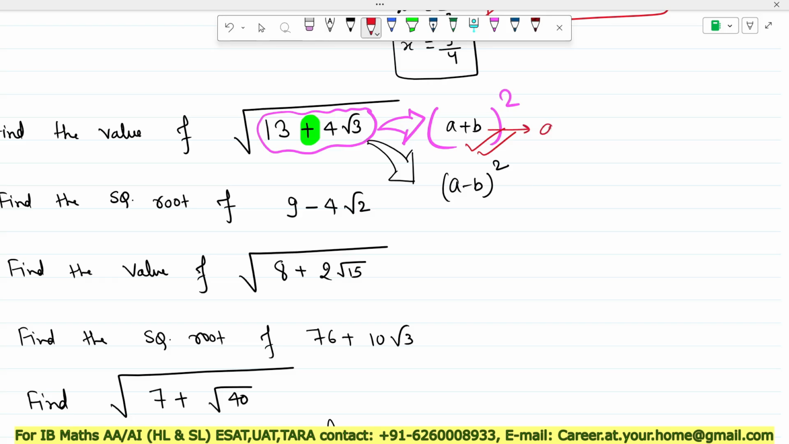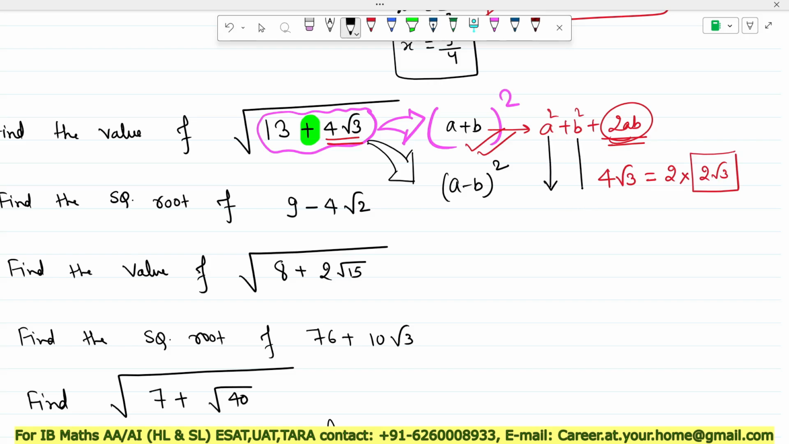The expansion of this is a square plus b square plus 2ab. So this irrational term should be equated with the 2ab. Please see, 4 root 3 you have to write in the form of 2 times something. First of all you write 2, and if you remove this 2, you will have 2 root 3. Now you have to try yourself, hit and try. Can we take a as 2 root 3 and b as 1? Is it possible to get 13? 4 root 3 we have already adjusted with the 2ab. So let me try that.